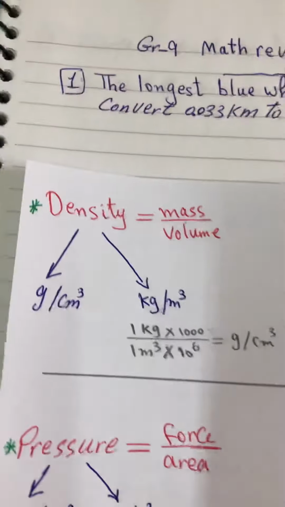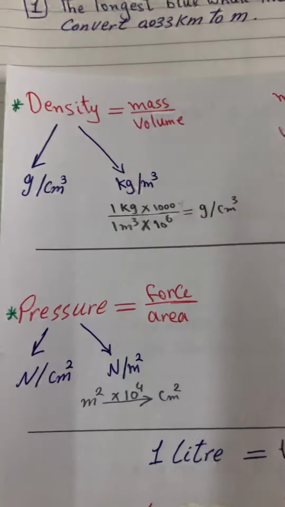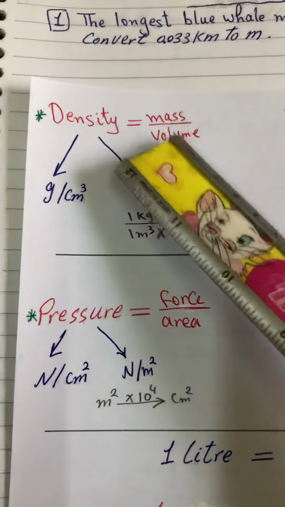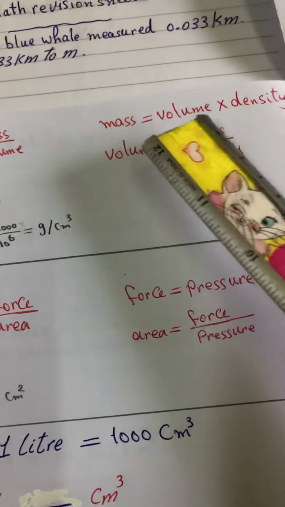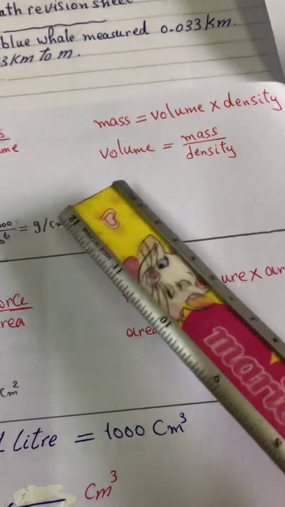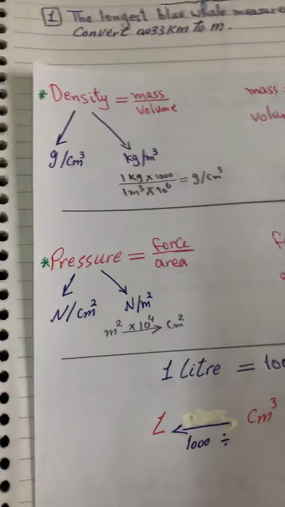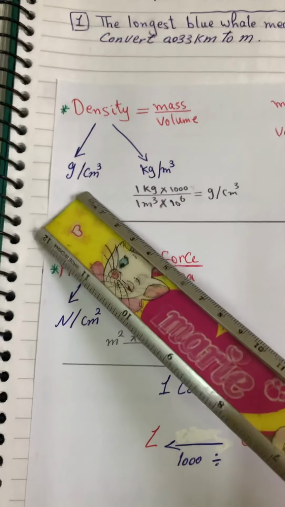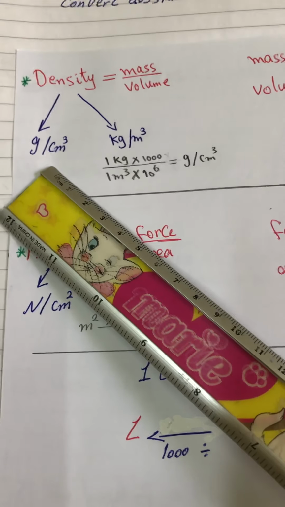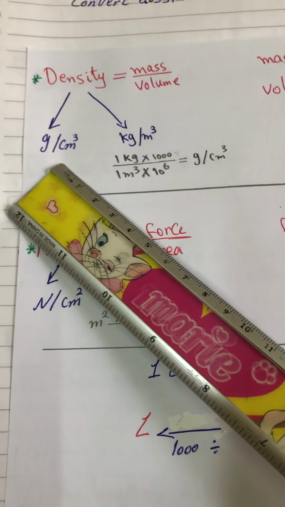We also have density, and density equals mass divided by volume. If you want the mass, you will take volume multiplied by density. If you want the volume, you will take mass divided by density. Density is measured using gram per cubic centimeter.